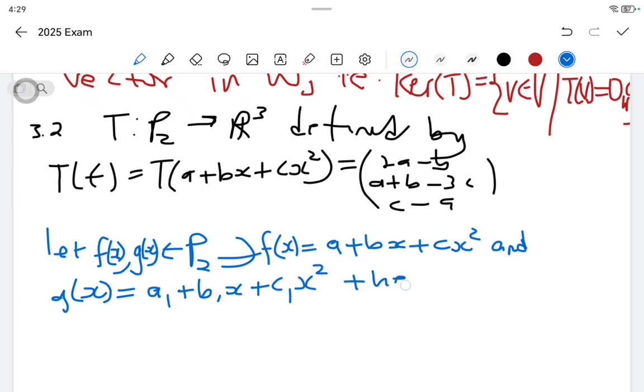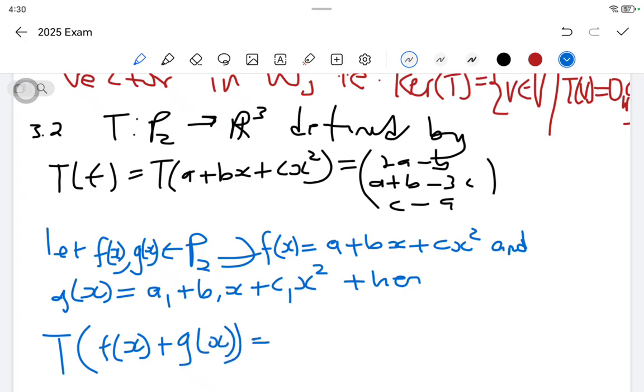Then it means that we're going to add them now. F of x plus g of x is equal to, we can start by adding them if you want, but if you don't want to add them outside, you can come and add them inside. You can come and check the transformation of f of x plus g of x.